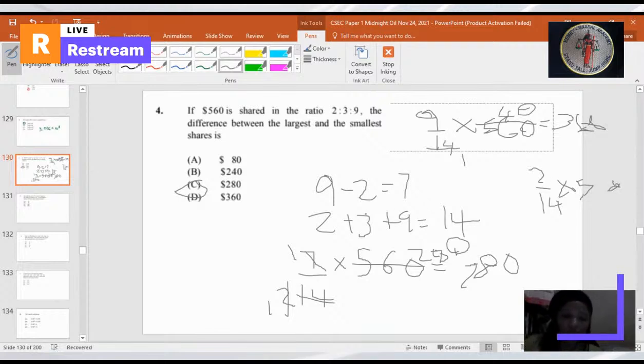So that's two different ways we could work it. You can either subtract the ratio first and then put that over the 14 times 560, or work out the 2 over 14 times 560, the 9 over 14 times 560, and then subtract. Either way we would get the answer. All right, so let's continue.